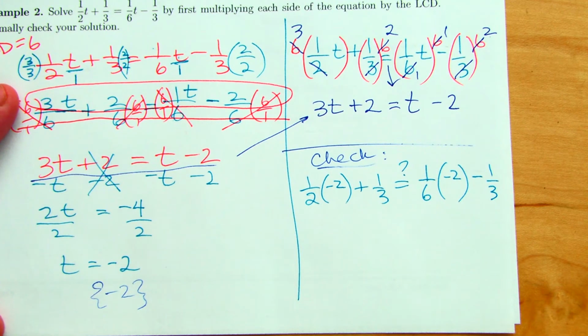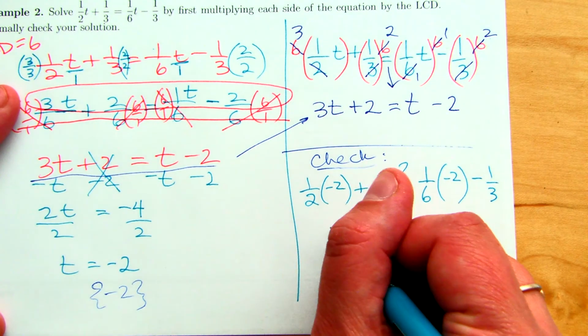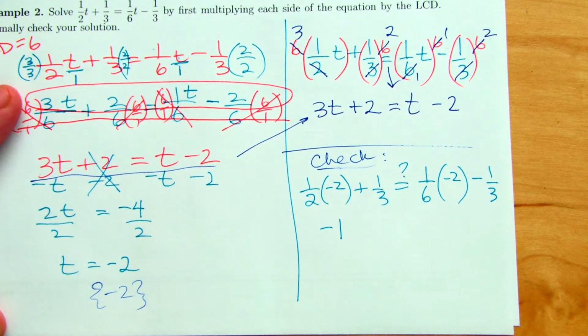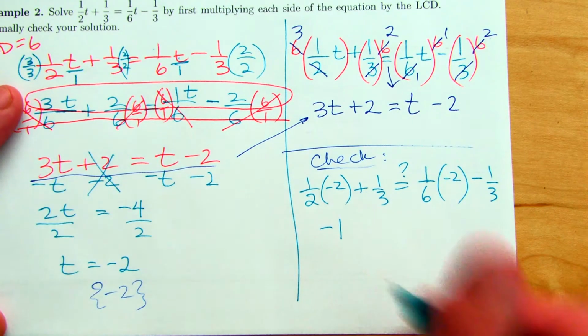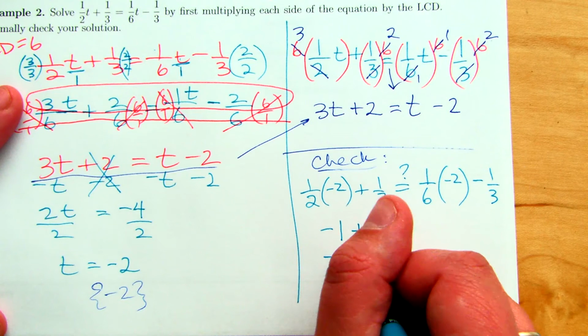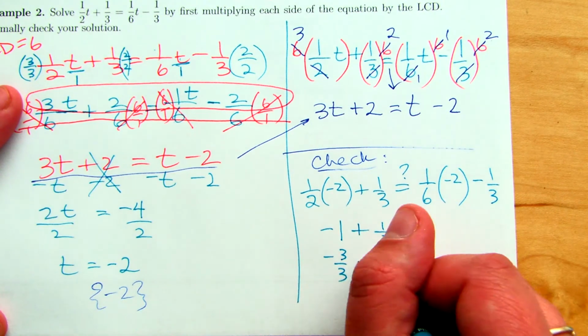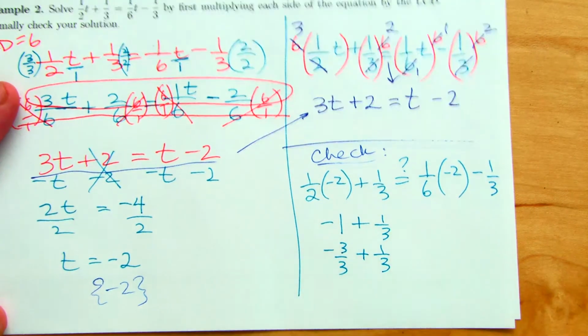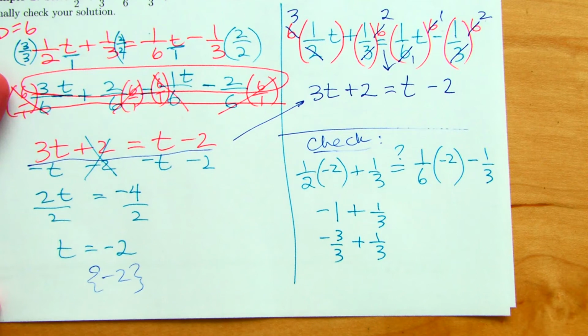Okay, so here we have -1, don't we? Plus 1/3. -1 is the same thing as 3/3, if I want a common denominator. So what do I get now?